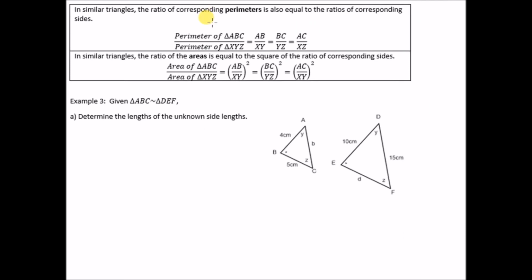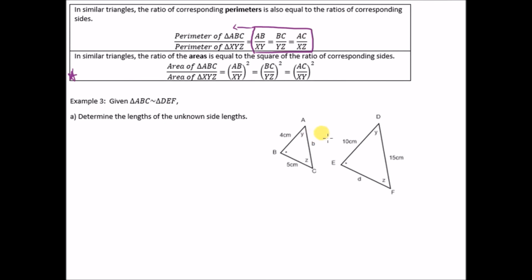Now, in similar triangles, the ratio of the corresponding perimeters is also equal to the ratios of the corresponding sides. So far, we've seen these corresponding sides. So we're just going to extend it by one characteristic. So the perimeter of triangle ABC is going to be in the same ratio, of course, as the sides, as the perimeter of triangle XYZ. And then I'm actually going to come back to this.